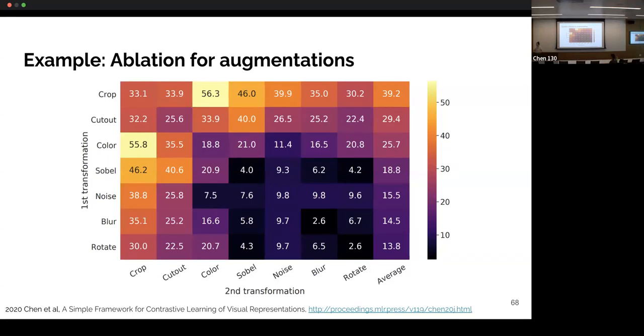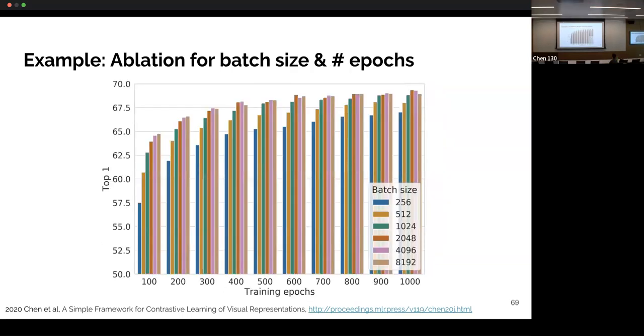And this is not even all of the augmentations they use in their paper. In the paper, they use, I think, a sequence of four augmentations or something. So even them doing a roughly thorough job doesn't actually ablate everything they did in the paper. And this is actually a crazy amount of work. This is an example of what you can do if you have Google scale GPU computation and money.